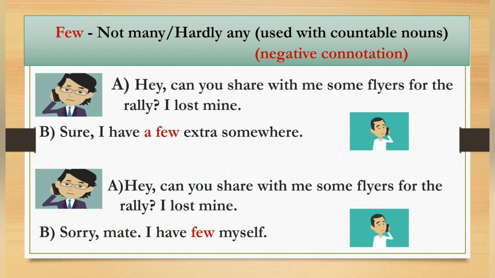Now, compare this to another conversation where A says, can you share with me some flyers for the rally? I lost mine. And now B says, sorry mate, I have few myself. In the first instance, B agrees to share the flyers since he has some extra, and a few indicates this positive answer. In the second instance, however, B refuses to share since he has hardly any flyers himself. Thus, few is used for a negative answer.